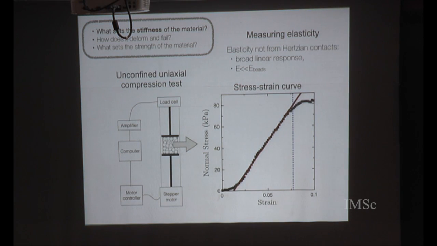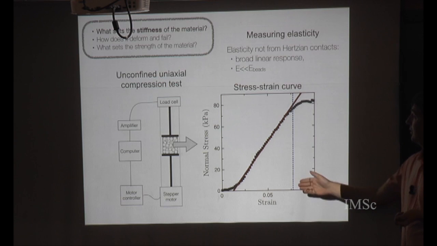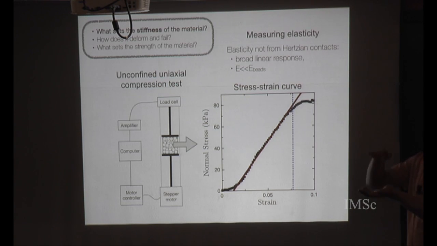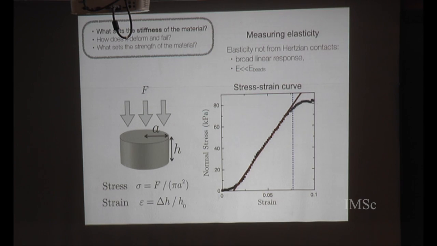So you put it in and start squishing it, and you get, as was introduced in the last lecture, a stress-strain curve. The stress is basically the force that you're applying on the surface divided by the area of that surface. It's a cylinder that's easily well defined. The strain is the difference in height between what it is at one point and when you start.